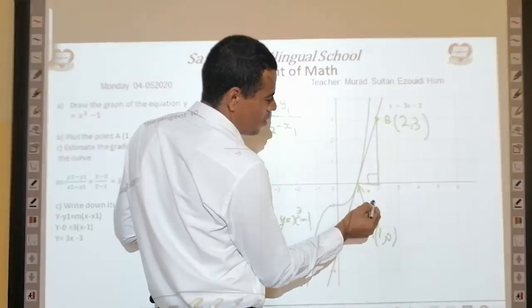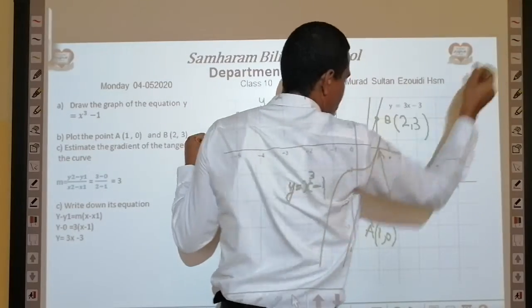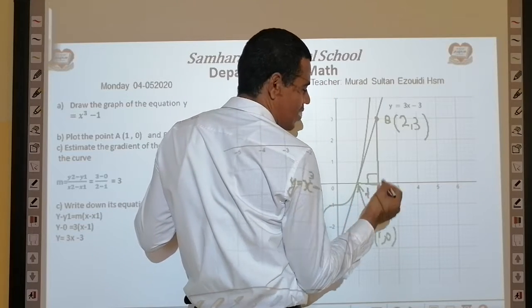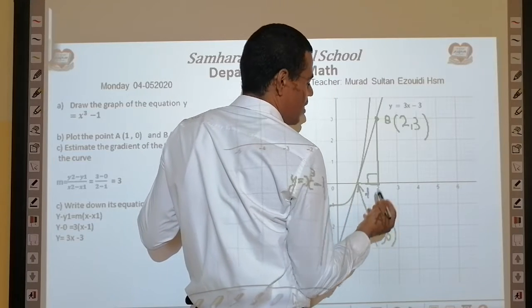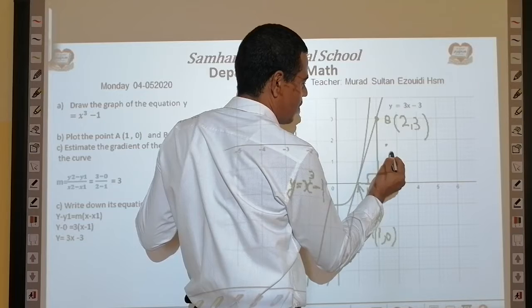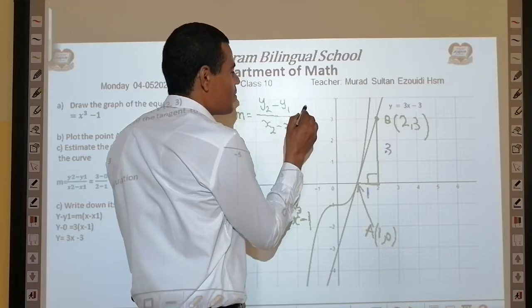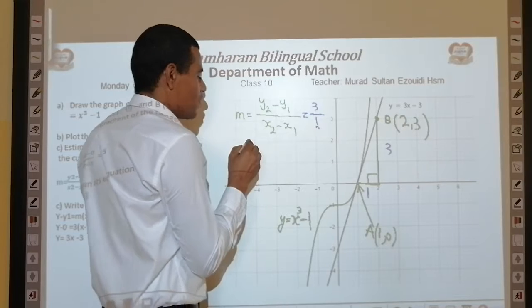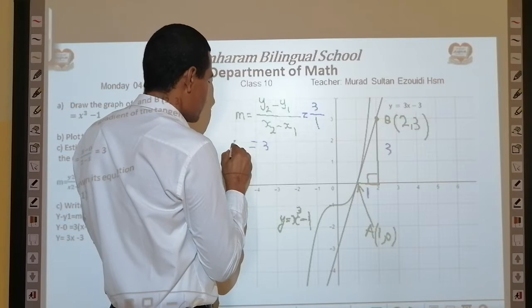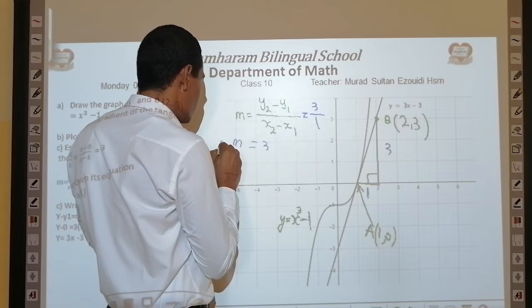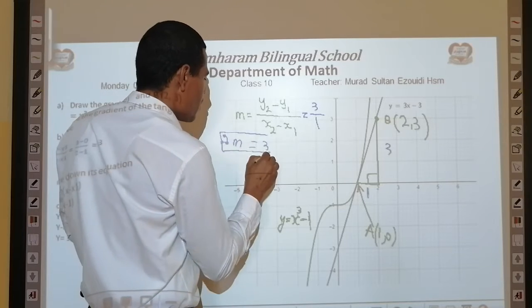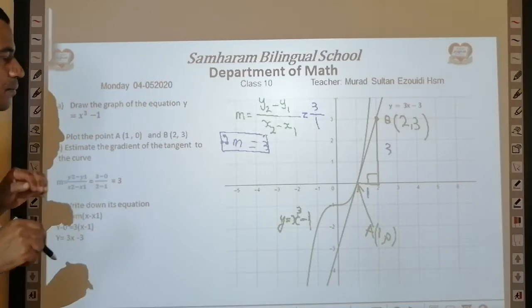Okay? Here, how many units? Only one unit, isn't it? So this is only one. Okay? 1 centimeter or 1 unit, and this is 1, 2, 3. Okay. So I will just make what? Make 3 divided by 1 gives what, my learners? Gives 3. So therefore, m equals 3. Okay?